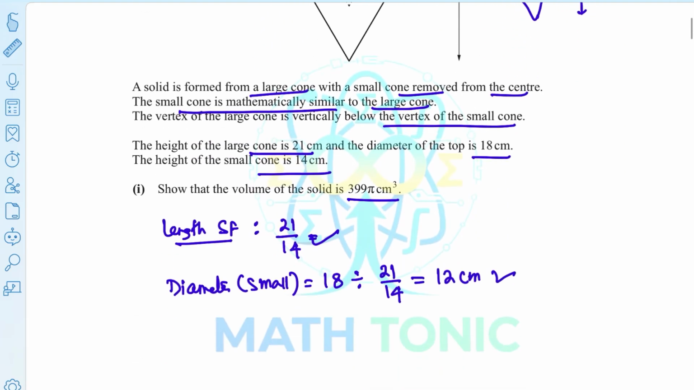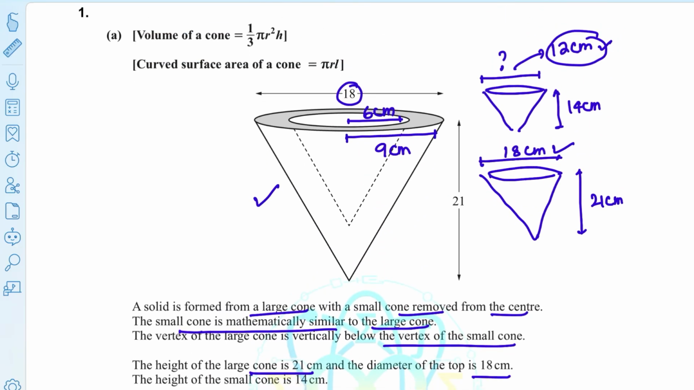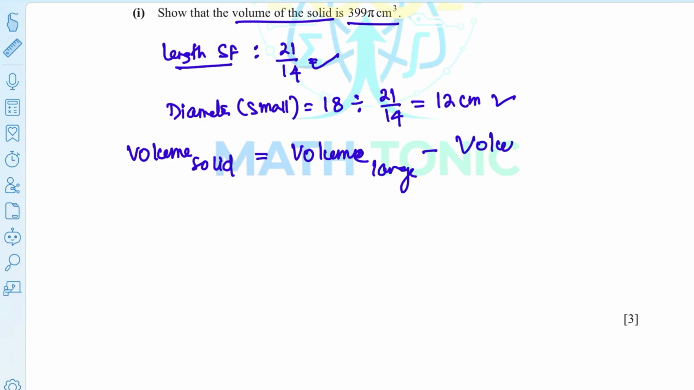Now the question says we need to find the volume. If you understand this question, this cone part has been removed, and the part which is left is the solid part. So how to find the volume? The volume of the solid equals the volume of the larger cone minus the volume of the smaller cone. And what is the formula to find the volume of a cone? The formula is 1 over 3 pi r square h.